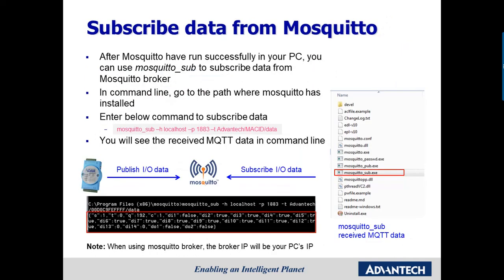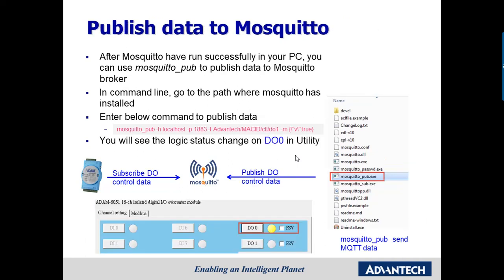After the broker running successfully, you can use the Mosquitto-sub as a client to subscribe data from Mosquitto Broker. Just open another command line and enter the below command to subscribe data. Then you will see the received MQTT data immediately. You can use the Mosquitto-pub as a client to publish data to MQTT Broker for controlling ADAM. Open another command line and enter the below command to publish data. Then you will see the logic status change on the DI channel 1 in utility.